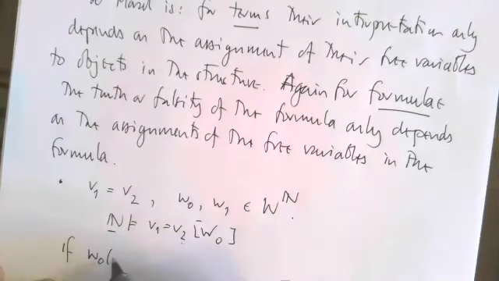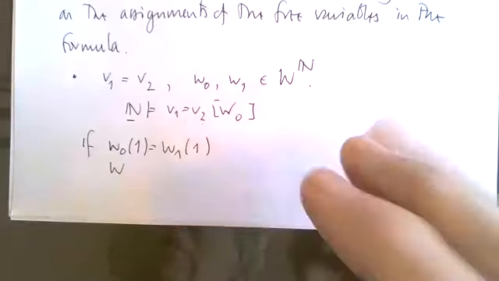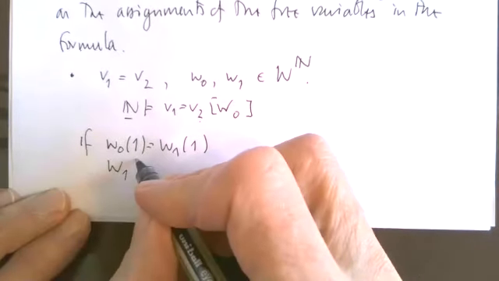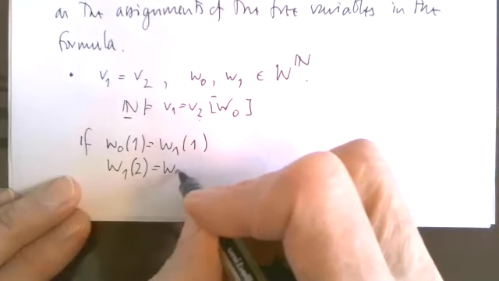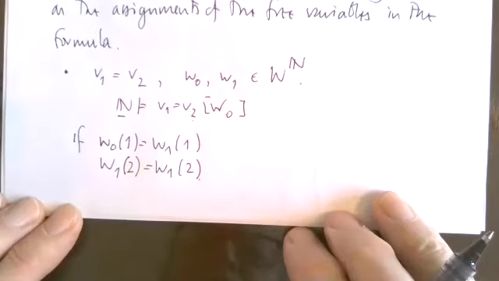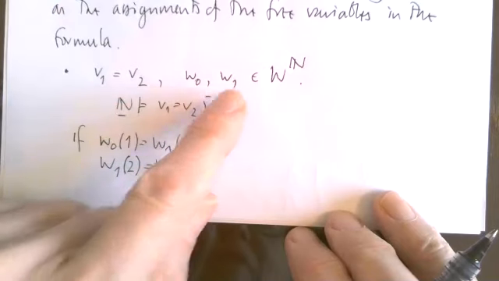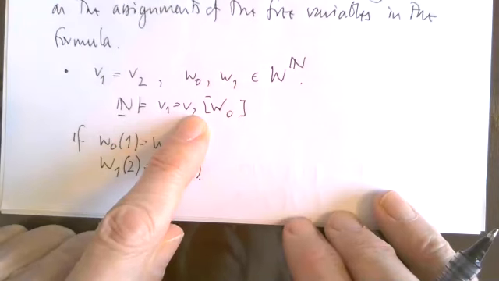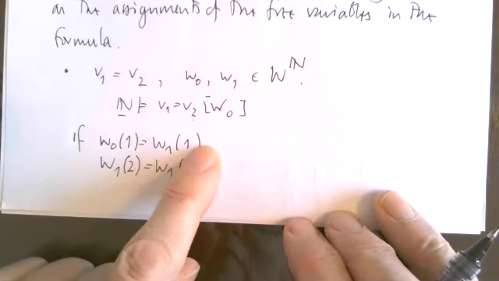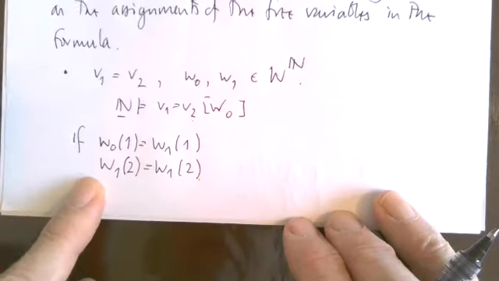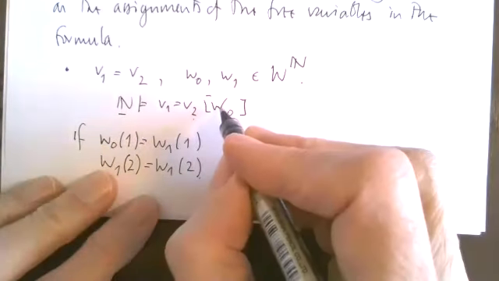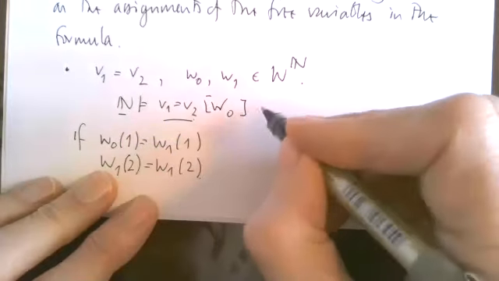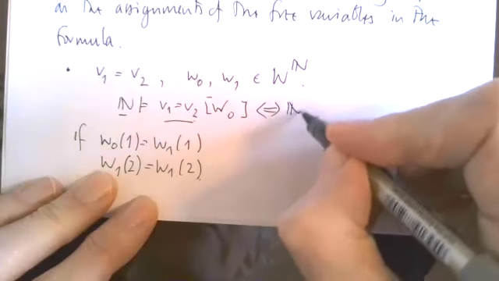If W0 of 1 is W1 of 1, and W0 of 2 is W1 of 2, then I've specified that W0 and W1 assign the same things to V1 and V2. V1 and V2 get the same value here. So then this will make the formula true in N if and only if the other one does.